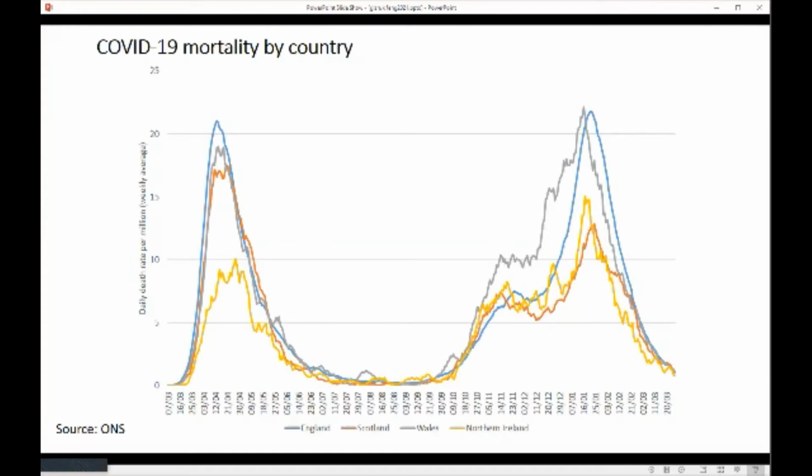However, we can see Wales actually has a quite high mortality rate, very similar to England, with Northern Ireland somehow over Scotland, which has the third highest mortality rate.